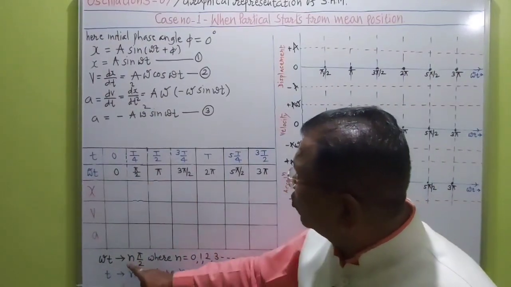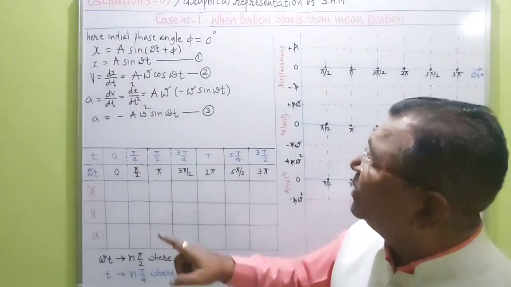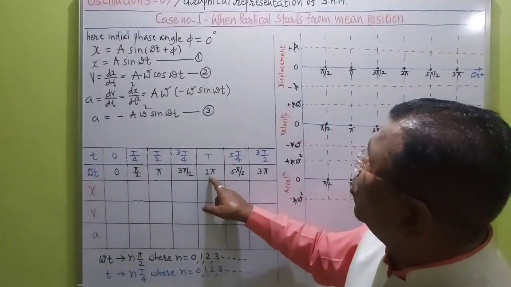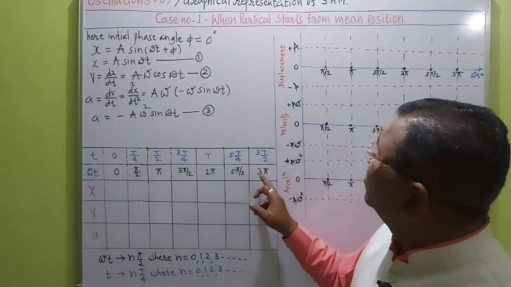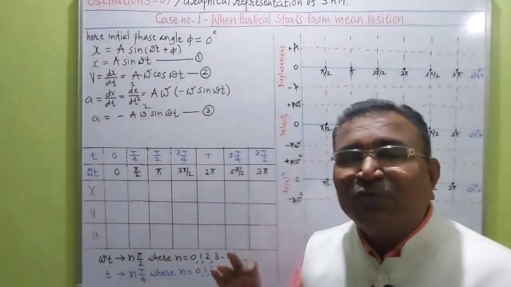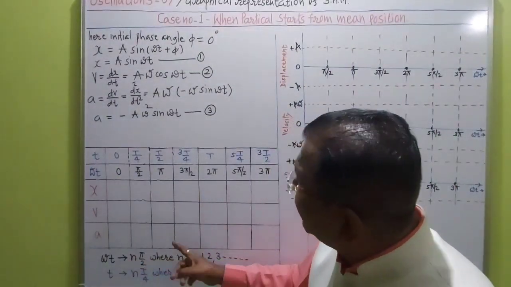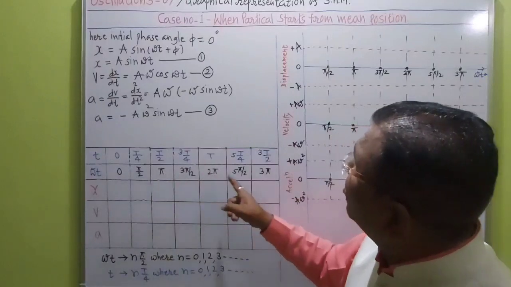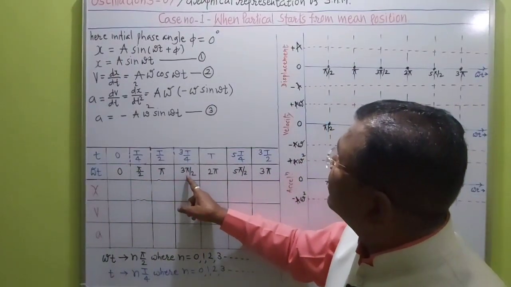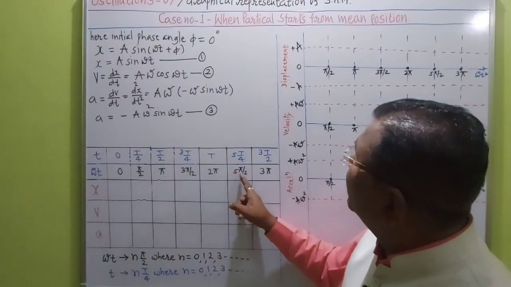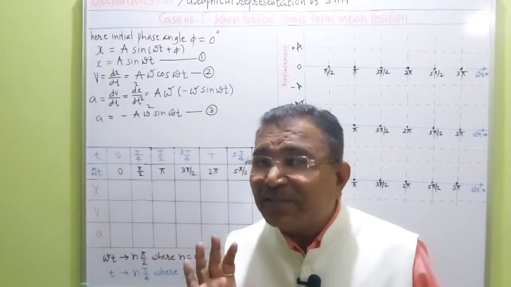Then put 2 here: 2 pi by 2, we get pi. Then 3 pi by 2. 4 pi by 2, we get 2 pi. 5 pi by 2. 6 pi by 2, we get 3 pi. So in this way, by remembering n pi by 2, we can write a chain of omega t: 0, pi by 2, pi, 3 pi by 2, 2 pi, 5 pi by 2, 3 pi. Very simple. How do we remember this?